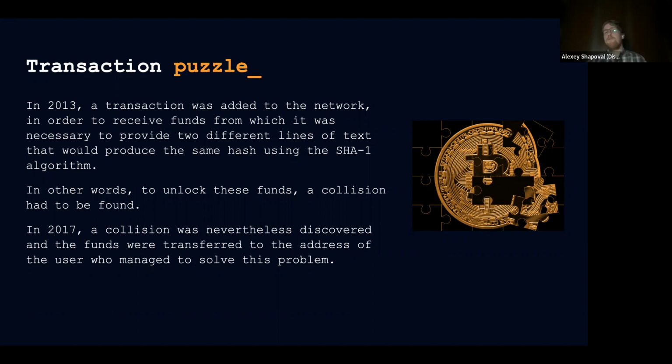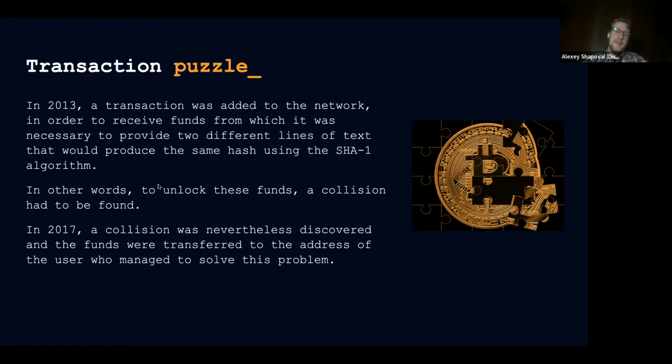Basically, speaking in very simple words, in order to unlock these coins, you had to find a collision in the SHA-1 algorithm. Someone had doubts about SHA-1 and its resistance to collisions. Basically all hash functions are prone to collisions, but it's the question of how probable you are to find one. Someone wanted to prove that SHA-1 is already too vulnerable and we need to move on to something stronger. So they created this transaction puzzle.